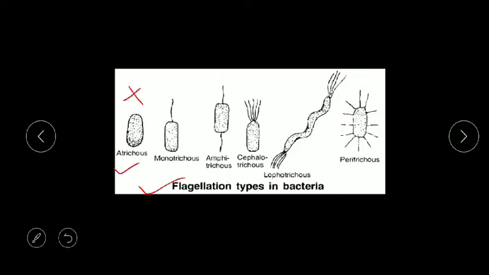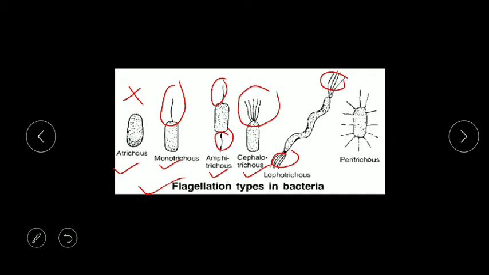Next, we should talk about the arrangement of flagella, that is, the flagellation types in bacteria. When there is an absence of flagella, that type of bacteria is known as atrichous. So atrichous means no flagella, meaning they are non-motile bacteria. When there is a single flagellum at one end, it is known as monotrichous. When there is a flagellum at each of the opposite ends, that is known as amphitrichous. When there is a group of flagella at one end, it is known as cephalotrichous. And when there is a group of flagella at both ends, as you can see here, unlike cephalotrichous where the group is at only one end, this type is known as lophotrichous.